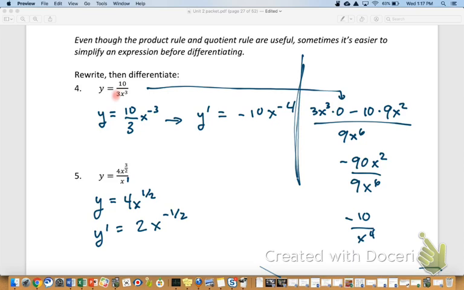However, if anybody is concerned about anything on their quiz tomorrow, the derivative skills 1, is there anything you want to talk about?